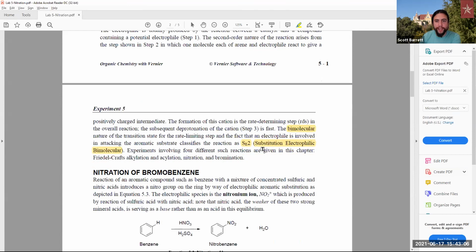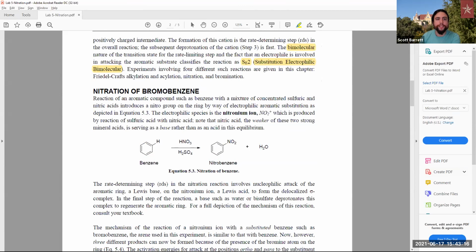There are other reactions that are common, such as the Friedel-Crafts alkylation, acylation, nitration, and bromination. But today we're going to be talking about nitration of bromobenzene. So this was just the theory behind it and the mechanism pathway that we would be following through.